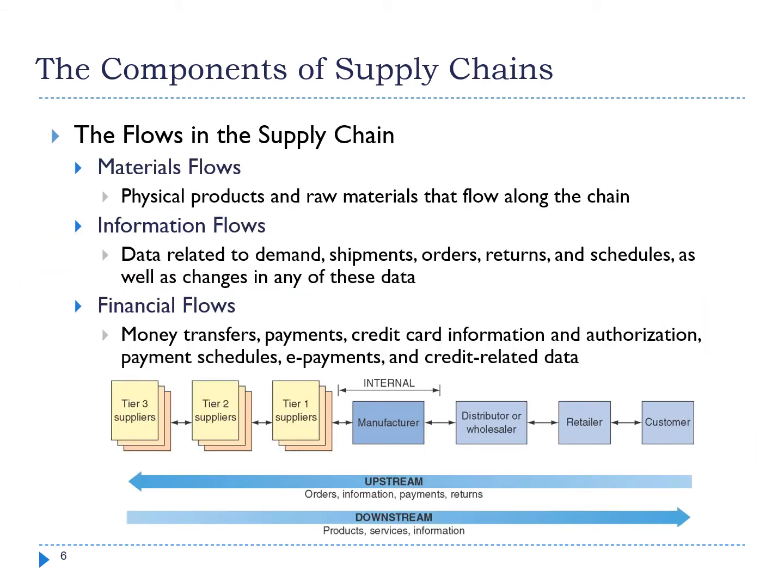There are typically three flows in the supply chain. Material flow refers to physical products and raw materials that flow along the chain. Information flows consist of data related to demand, shipments, orders, returns, and schedules, as well as changes in any of these data. Financial flows include money transfers, payments, credit card information and authorization, payment schedules, e-payments, and credit-related data.